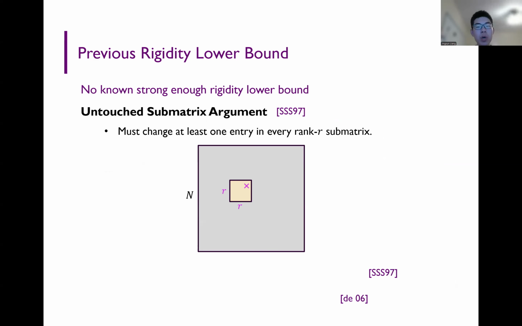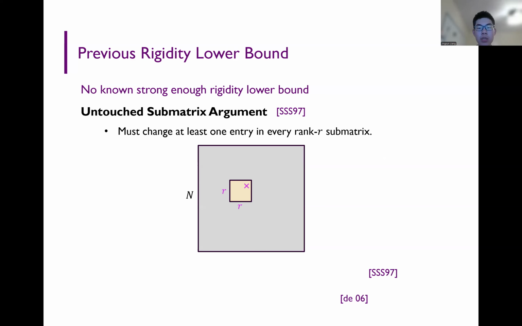So what do we know about rigidity of Walsh-Hadamard matrices? Unfortunately, as I mentioned, all the rigidity lower bounds that we know are not strong enough to imply hardness in the computational models that we discussed.